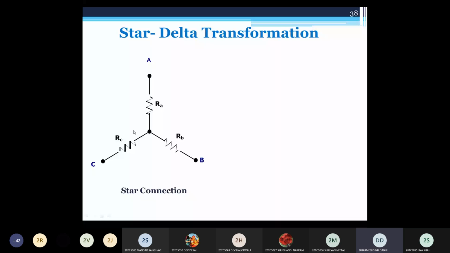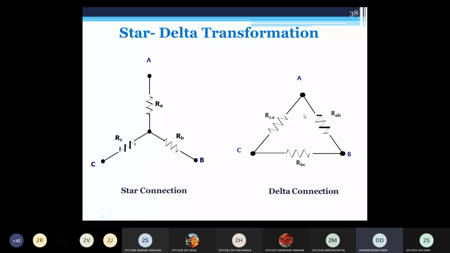Suppose it is delta connection, then your A phase is connected with this terminal, B phase connected with this terminal, and C phase with this terminal. So star delta configuration of the load you can see in the three-phase or polyphase circuits. That we will discuss in the next chapter, polyphase circuit. That is another chapter in your syllabus.